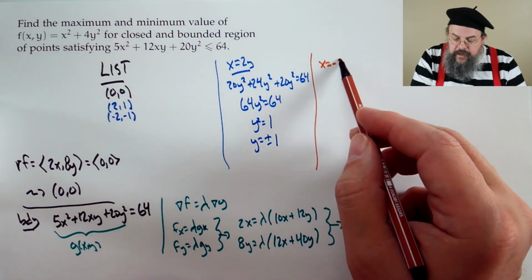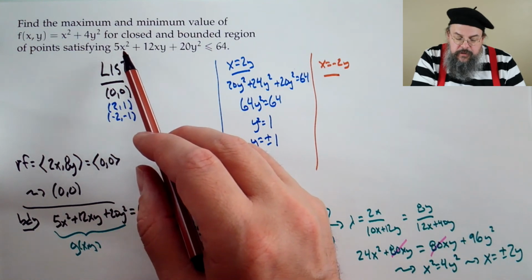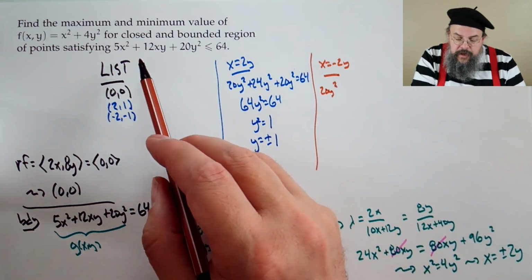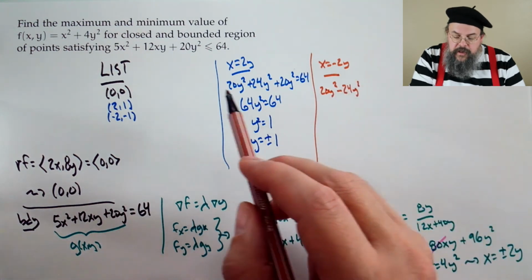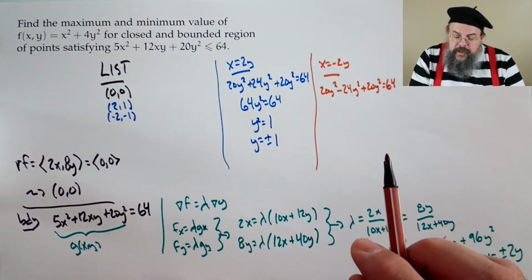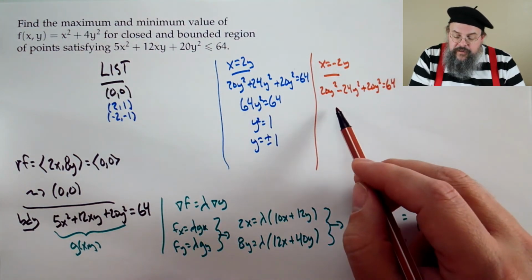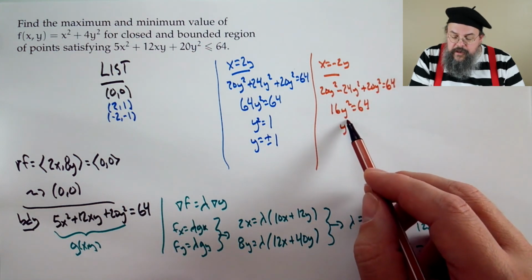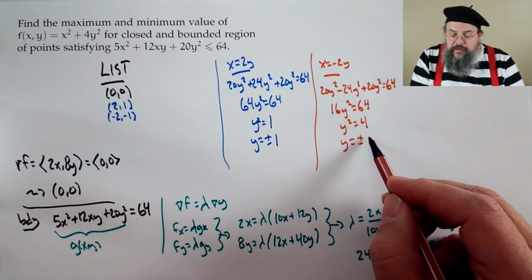All right, well, I have to explore our other option. What if x equals minus 2y? Work it through. 5 times minus 2y squared, well, still 20y squared. Then we have 12 times minus 2y times y. That's minus 24y squared. And then plus 20y squared equals 64. Now it's 40, subtract 24 makes it 16y squared equals 64. Well, that's not so bad. y squared equals 4. Okay, so what is y? Well, plus or minus 2.